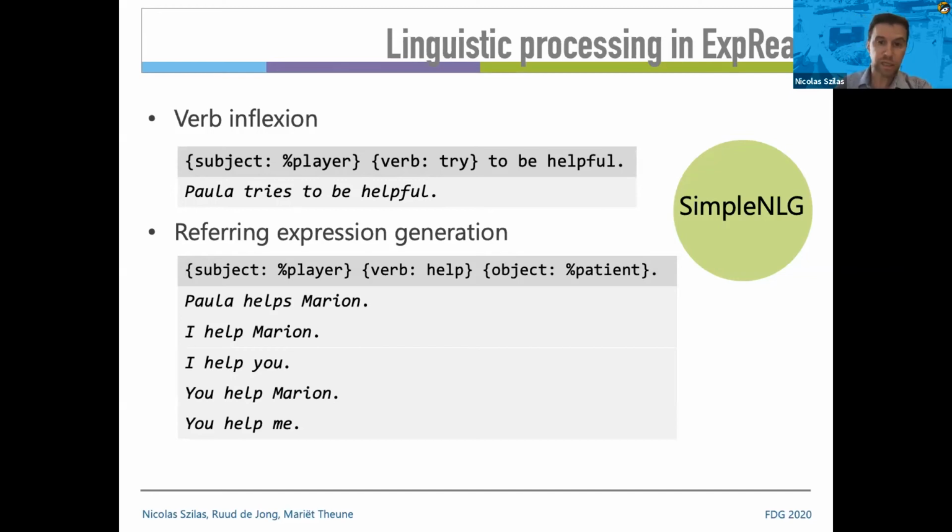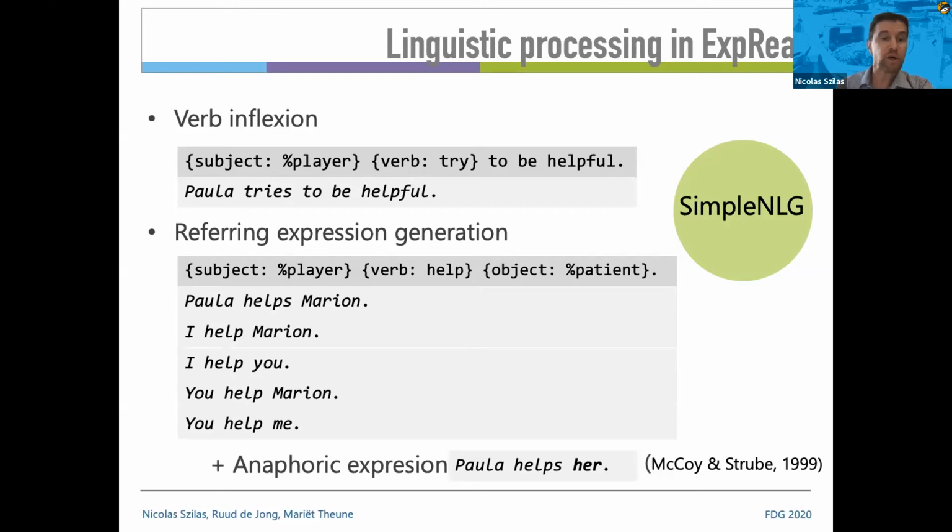We also do, and it is not in Simple NLG, but something that we have programmed in ExpReal itself, what we call anaphoric expression. If we already mentioned Marion in that example, we would say Paola helps her and not Marion again. So there are some rules on when you put the pronoun and when you put the name, and we use the algorithm in that reference already developed more than 20 years ago in computational linguistics.